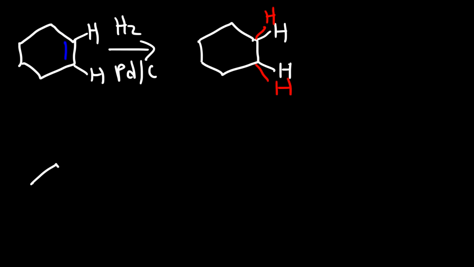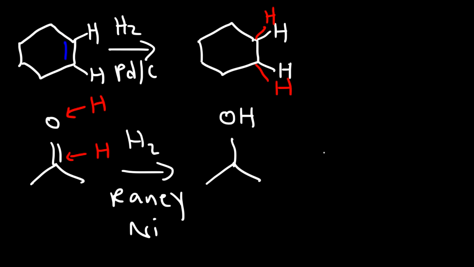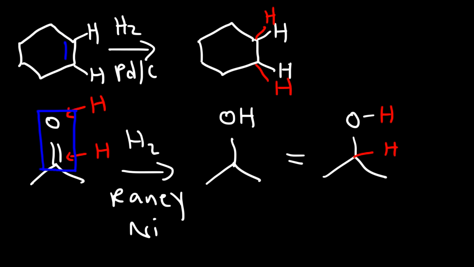Now something similar happens if we react, let's say, a ketone with hydrogen gas, but we're going to use a different catalyst. In this case, the Raney nickel catalyst. So we're going to add a hydrogen on the oxygen and on its carbon. So the end result is that we're going to get an alcohol, which you can represent like this. So here's the hydrogen that was added to the oxygen, and here's the hydrogen that was added to the carbon. So we basically add two hydrogens across this carbonyl group.